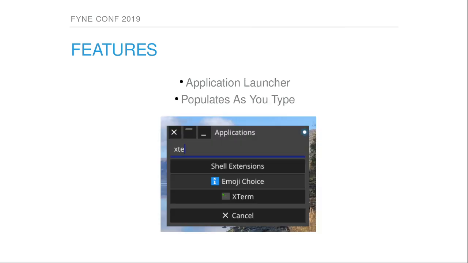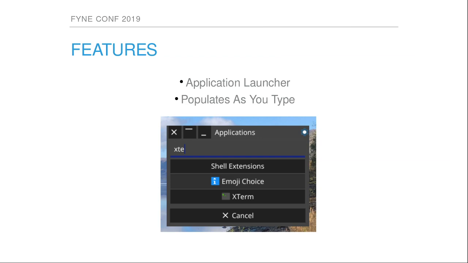You can also open applications via the application launcher. So if the icons or apps are not in your app bar, we do provide an application launcher. It's pretty cool. It populates as you type, auto-completing what you're typing and showing you choices that match.